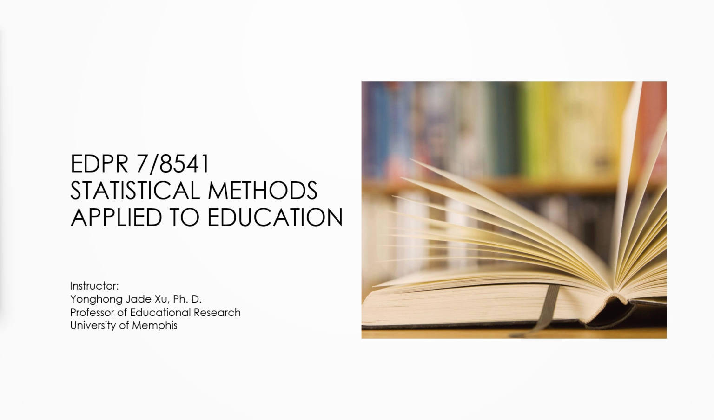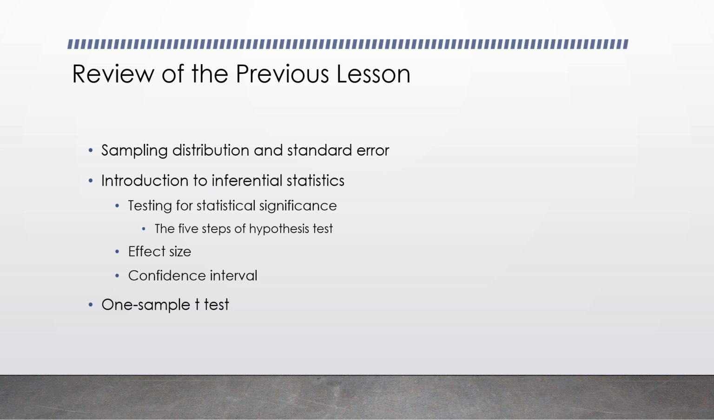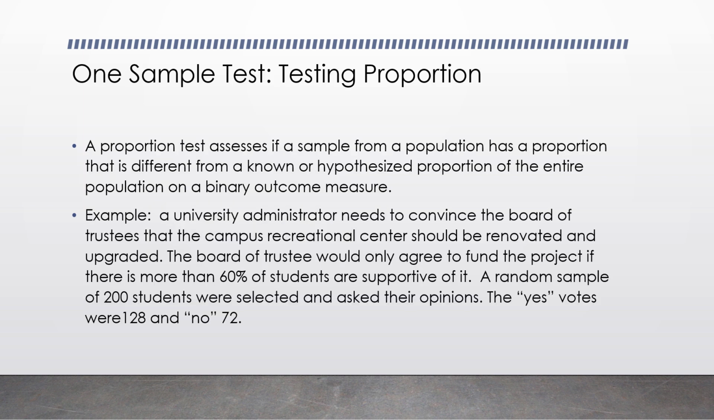Greetings all. In the last lesson, I introduced the one-sample t-test and used it as an example to discuss the three major components of inferential statistics: testing for statistical significance, effect size, and confidence interval. In this video, I'm going to show you how to conduct a one-sample test of proportion, following the same 5 steps of hypothesis testing as in the one-sample t-test.